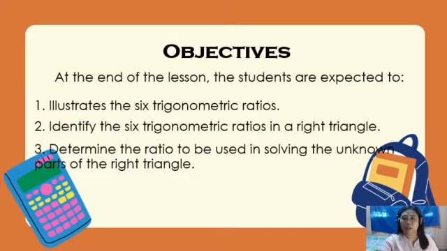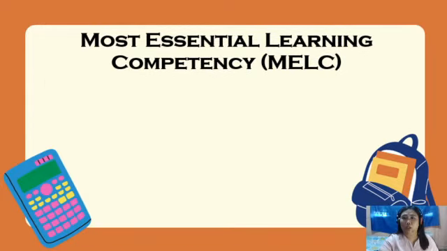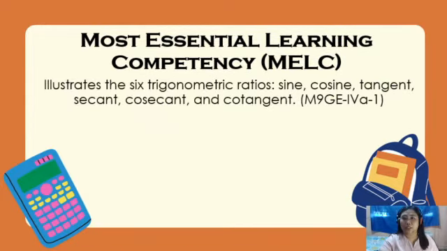These objectives are based on the most essential learning competency prescribed by the Department of Education in week 1 of quarter 4, which is illustrates the 6 trigonometric ratios, which are sine, cosine, tangent, secant, cosecant, and cotangent, with the code of M9GE-IVA-1.